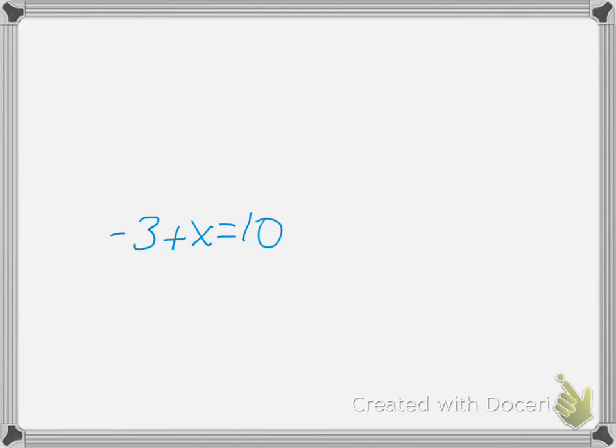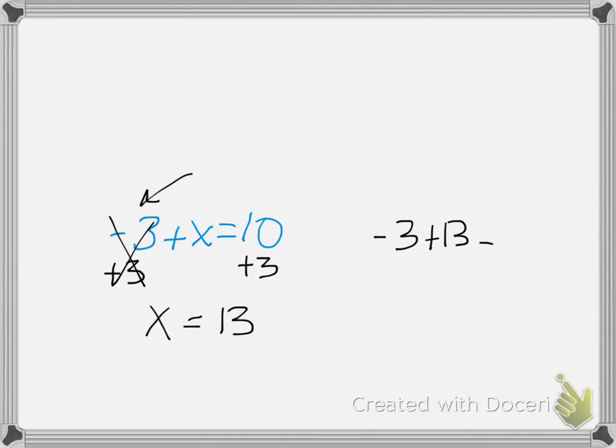Right now I am subtracting -3, so to get rid of it, I need to add it so that they cancel. 10 plus 3 should be 13. If I plugged it back in, I would get -3 plus 13, and it should equal 10.